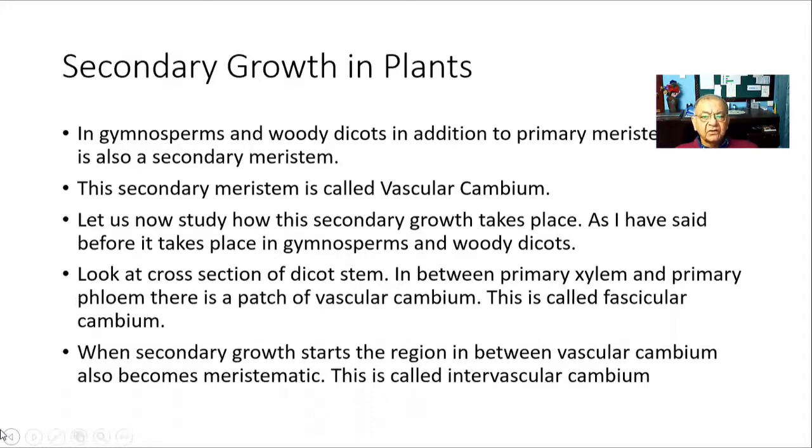Gymnosperms and woody dicots have secondary meristem. One of the secondary meristems is called vascular cambium. This is the one which results in the formation of wood. Okay, so look at the cross section of a dicot stem, and in between primary xylem and primary phloem, there is a patch of vascular cambium.